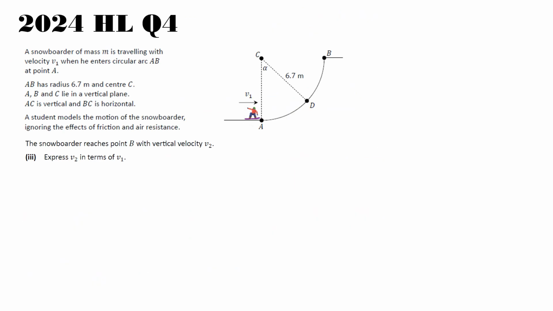So we're then told that the snowboarder reaches point B with vertical velocity v2. So we're at this point here, and we have vertical velocity, so straight up, and that's going to be v2. So we had horizontal velocity there at the bottom and vertical velocity here at B. So we're trying to express v2 in terms of v1. So we're going to use the conservation of energy, similar to what we did in the last part, but we're using different points.